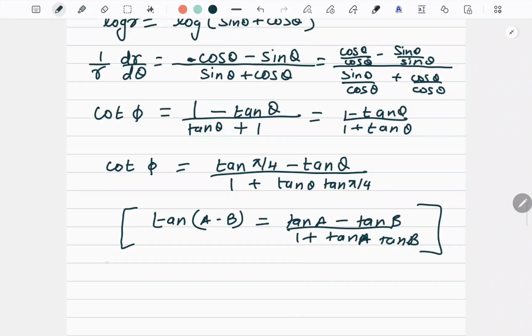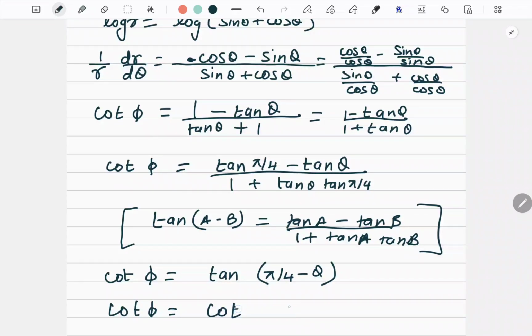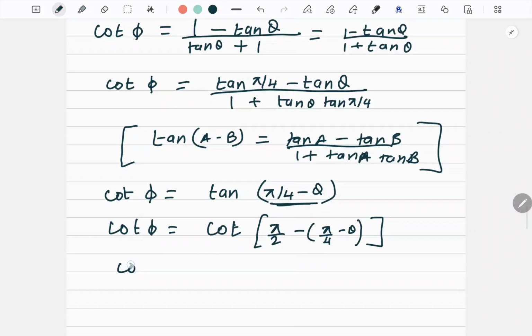Correct? So now I can write down cot phi is equal to tan of pi by 4 minus theta. Now again a problem came: this side came in terms of tan. And what is the trick? The simple trick is, if you want to write it in terms of cot, always do pi by 2 minus theta. And don't forget to put a bracket here, because this represents a single angle. Okay. So cot phi is equal to cot of pi by 2 minus pi by 4 plus theta.